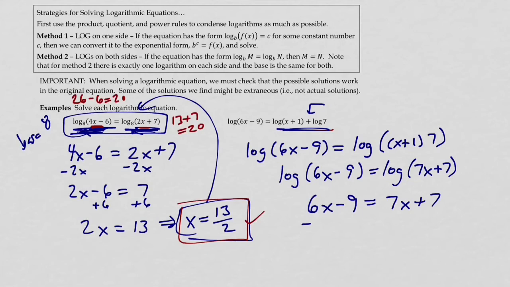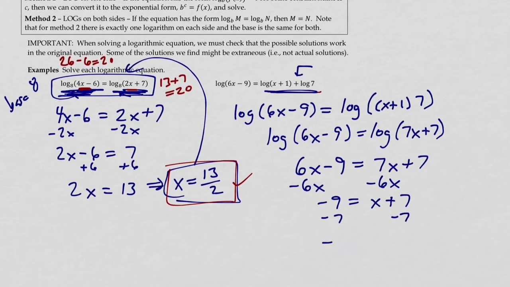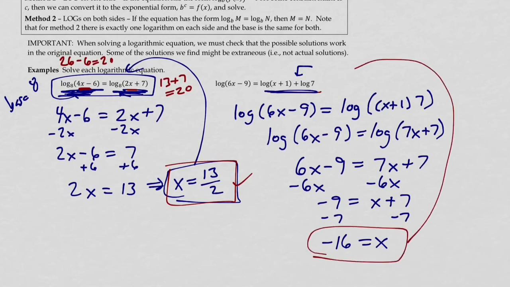We can subtract 6x from both sides. We end up with negative 9 equals x plus 7. And then I can subtract 7 from both sides. And we end up with negative 16 equals x. So again, that's a possible solution. We need to plug that back into the original equation to determine whether it's actually a solution.